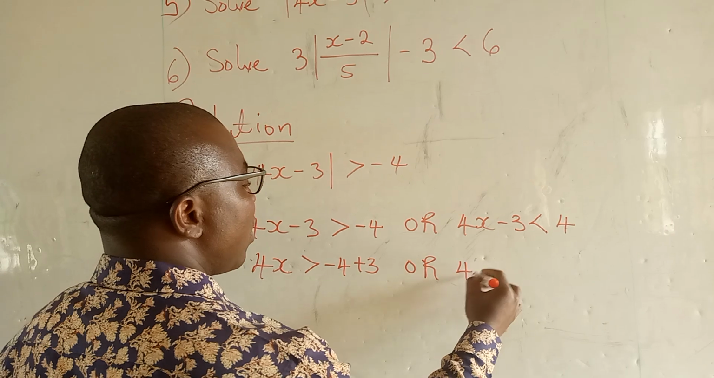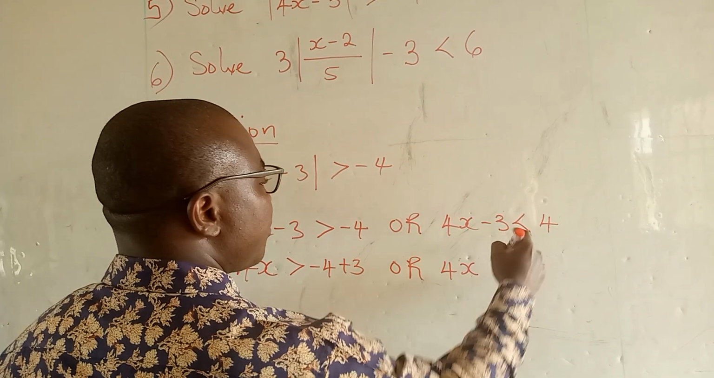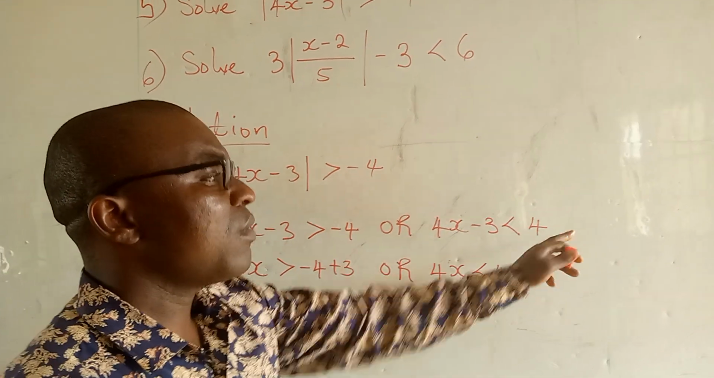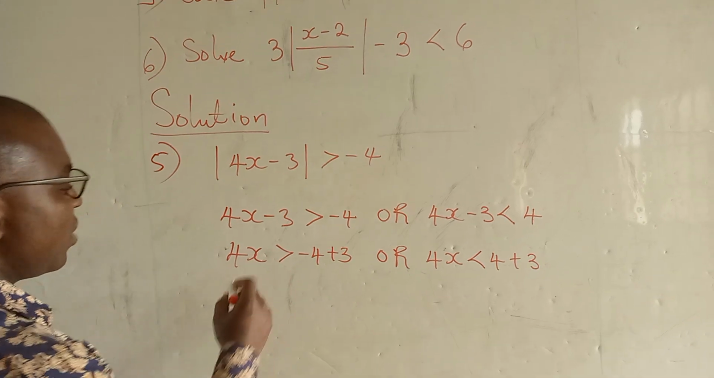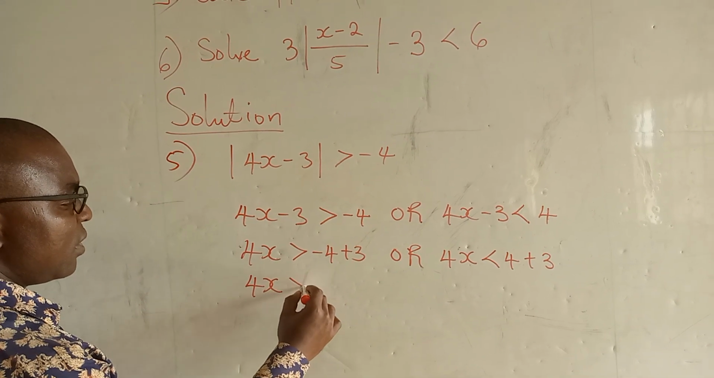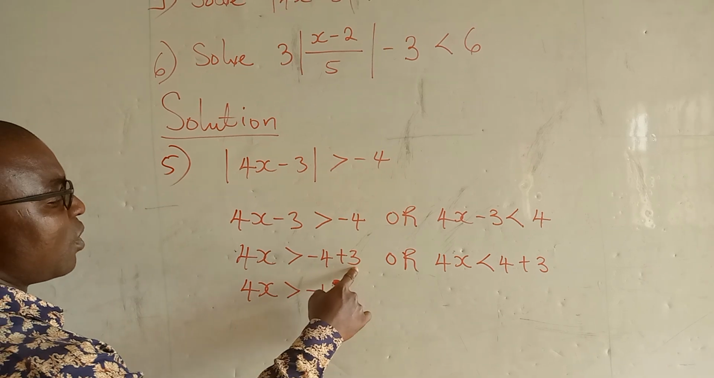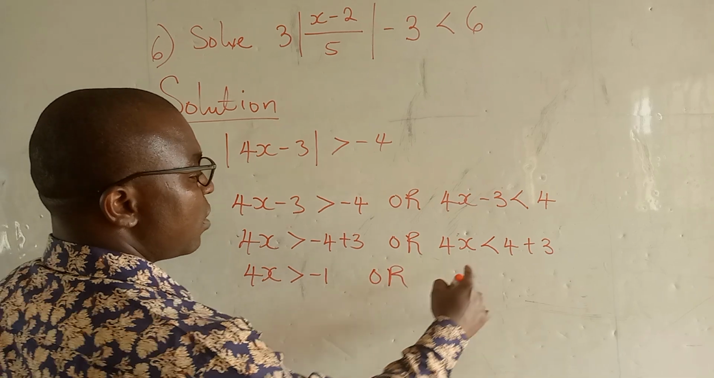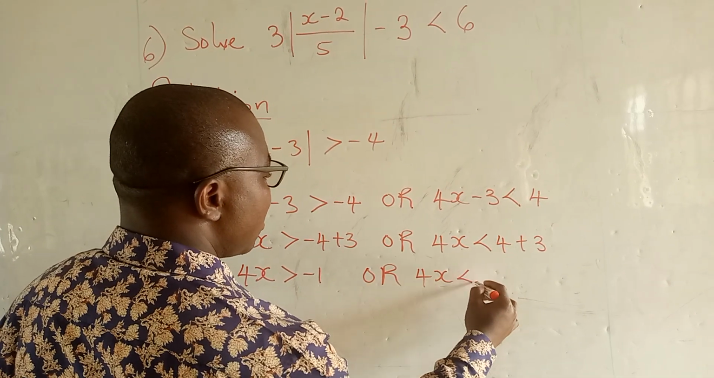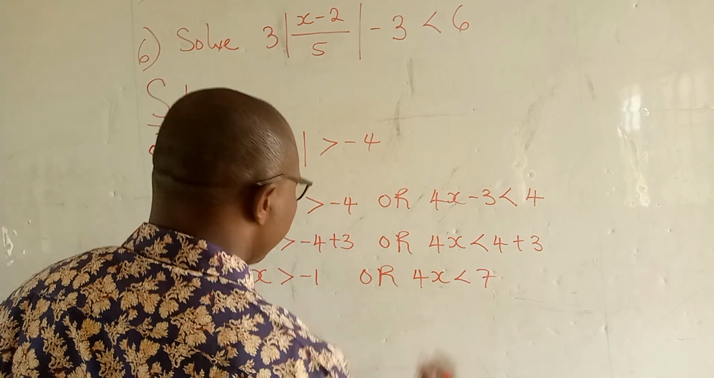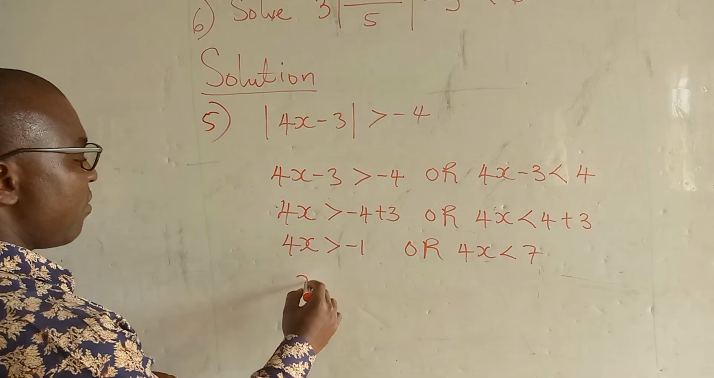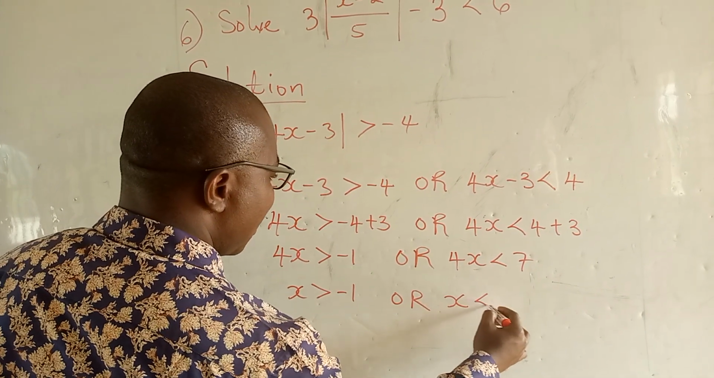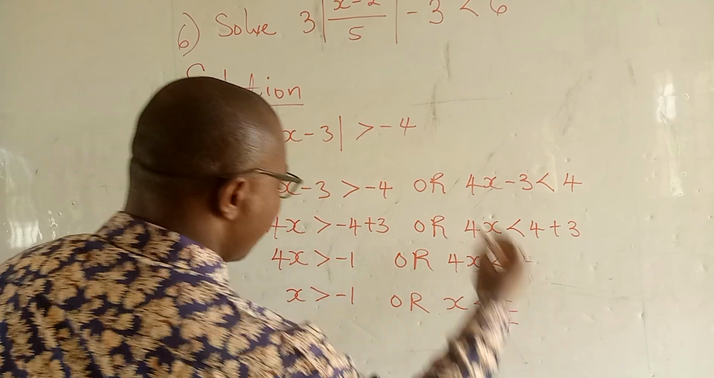Or 4x is less than 4 plus 3. When negative 3 crosses over to the other side, it becomes positive. And so this will give us 4x is greater than minus 1. Negative 4 plus 3 is negative 1. Or 4x is less than 7. At this point, divide both sides by 4. We'll have x is greater than minus 1, or x is less than 7 over 4.